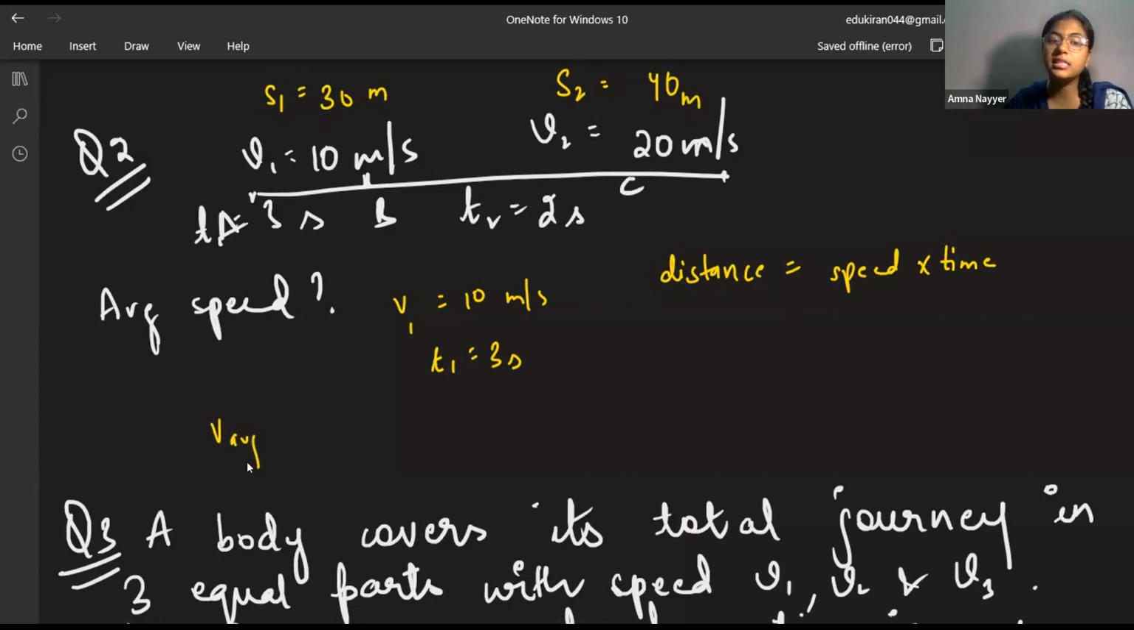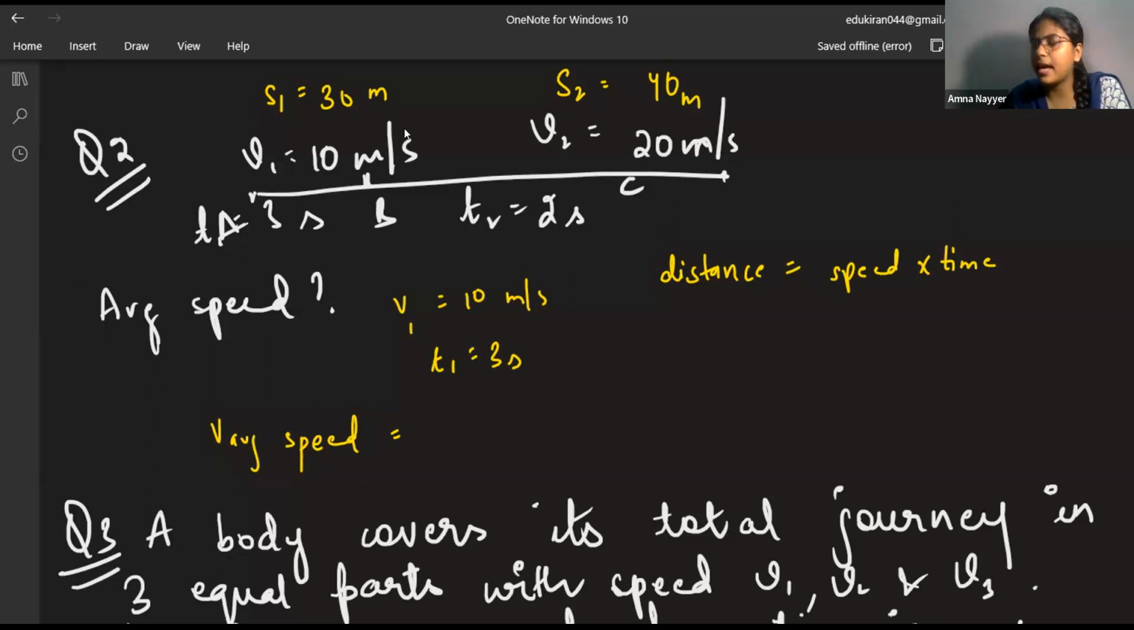Can we calculate the speed? See, in any way you have to find out the distance. I had the velocities already. I could have just taken their mean value, 10 plus 20 divided by 2, but that is not possible because time is not constant. In one you have 3 seconds, and another you have 2 seconds, right? So initially we have 30 meters. Secondly, we have 40 meters.